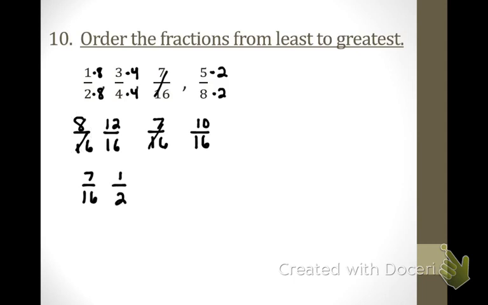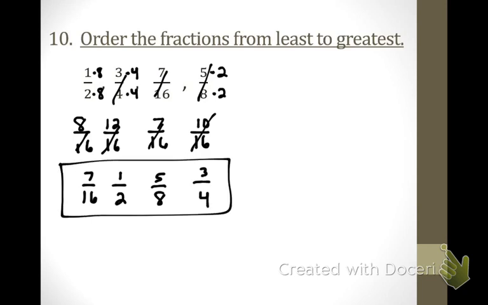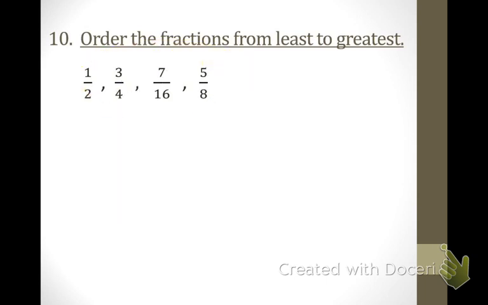Next up, Kyla, what's the next smallest one? 10/16, which originally said 5/8, so I'll go ahead and write 5/8. And finally, Jakari, what do I have? 3/4. Remember, always write it as original form, whatever it was that it said to start with up here, okay? So that is how you put things in order from least to greatest.